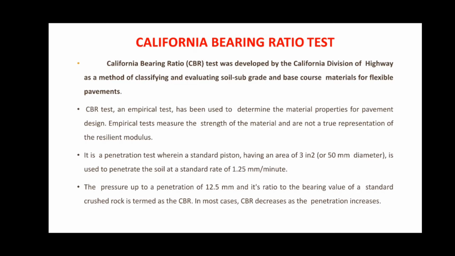The penetration test consists of causing a cylindrical plunger of 50 mm diameter to penetrate a pavement component material at 1.25 mm per minute, and the loading values to cause 2.5 mm and 5 mm penetration into the soil are then recorded. Now, these loads are expressed as percentages of the standard load values with respect to deformation levels in order to obtain the CBR value.